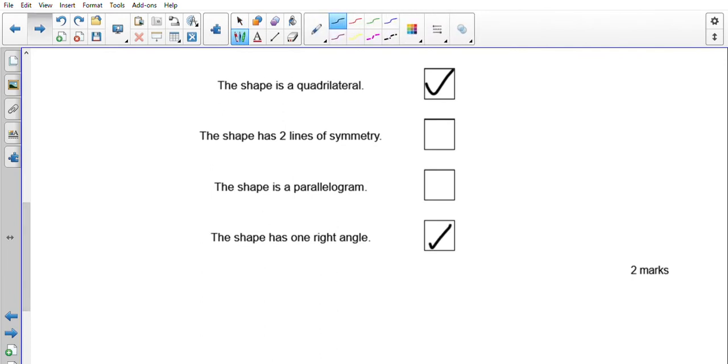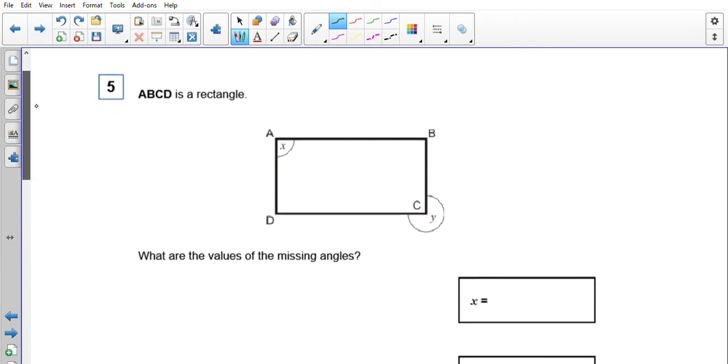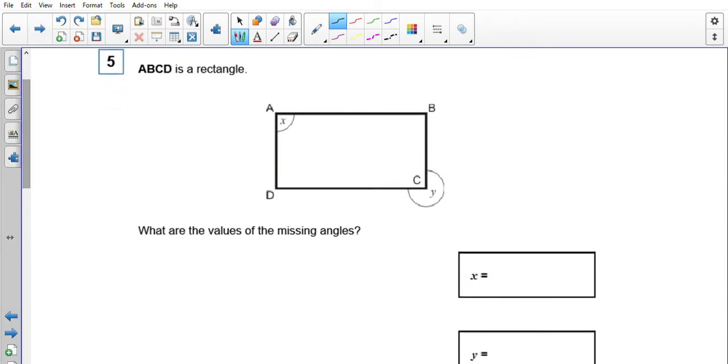Okay, let's jump into question number 5. ABCD is a rectangle. What are the values of the missing angles? Well, it's a rectangle, which means that all the internal angles are going to be 90 degrees, which means that x here is 90. Despite the fact it's been drawn with a curved angle, it's going to be 90 because it is a rectangle.